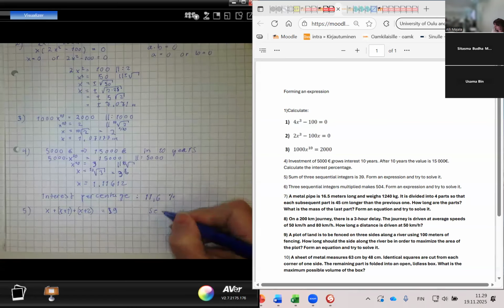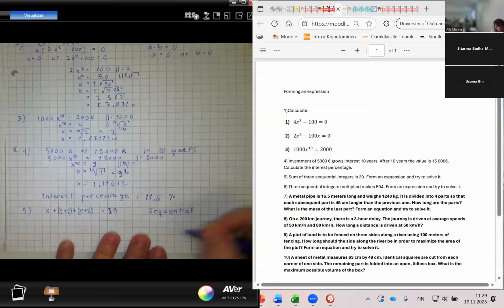Sequence. Sequential. So, for example, one and two and three would be sequential. So then it would be one plus two plus three, so it always grows. Grows one.